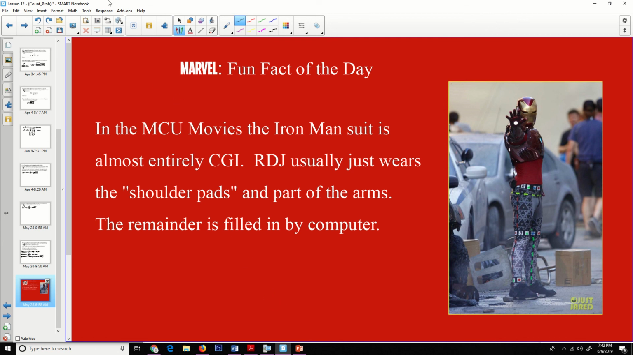Our Marvel fun fact of the day: in the MCU movies, Iron Man's suit is almost entirely CGI. Robert Downey Jr. usually just wears, quote unquote, the shoulder pads, part of the arm, and part of the arms. The remainder is filled in by a computer.